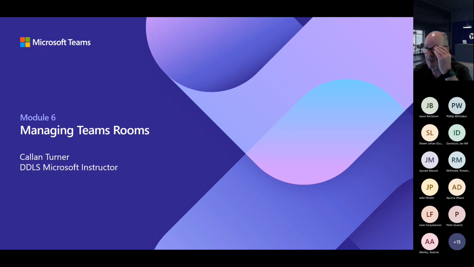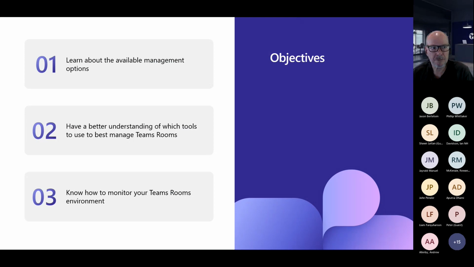Right. So what we're looking at here, module 6, is management options. So we're in the Teams admin center, and there's 2 options in there: Teams rooms for Windows, Teams rooms for Android. It used to be collaboration bars, and we'll look at the options that we can do in there. And then later on, we'll look at, well, what if we want to use scripts or PowerShell commands and even Microsoft Graph? So we'll look at the different alternatives for managing the devices and monitoring, making sure everything's running okay.